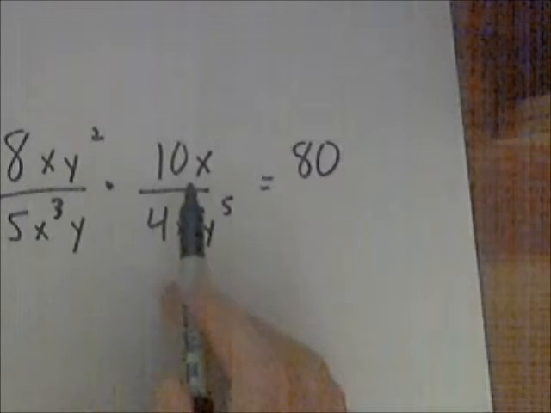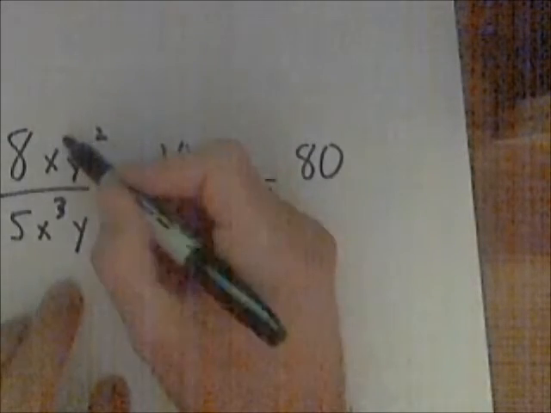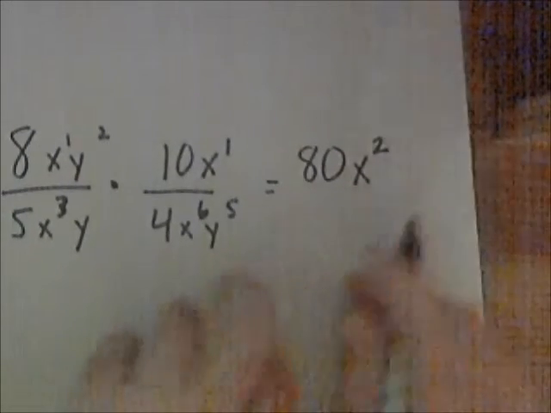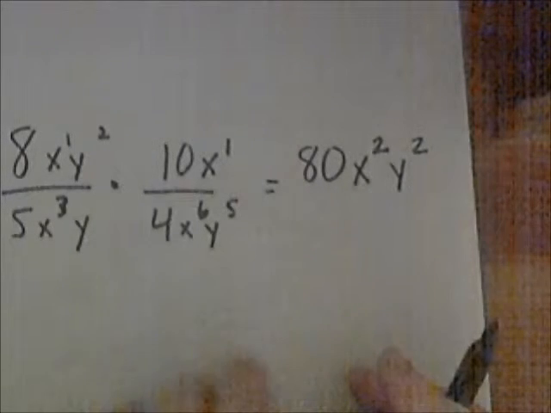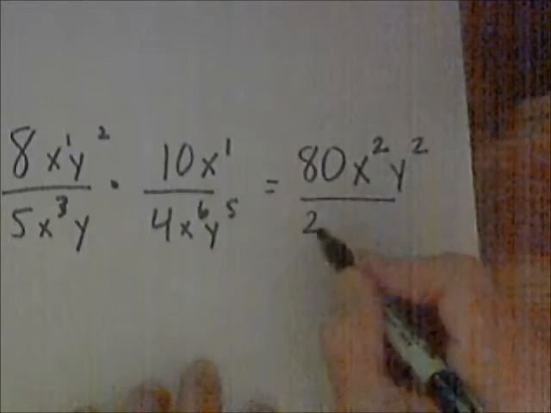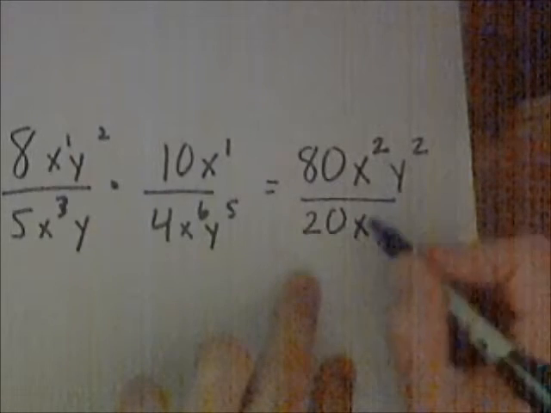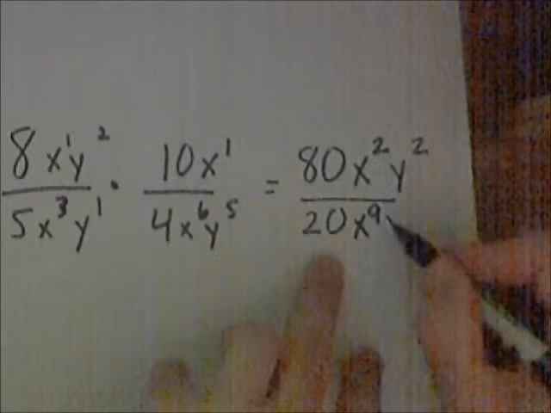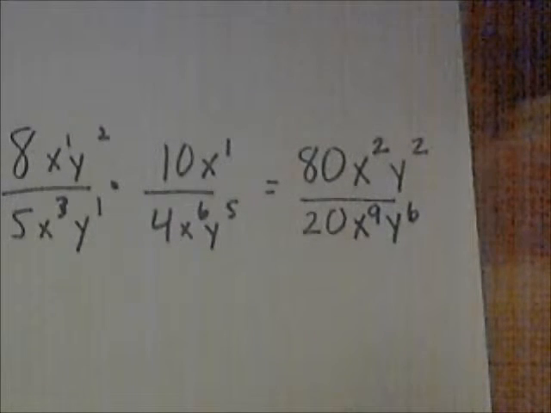With our exponents, we're just going to add, because when you multiply powers, you add exponents. There's 1 x here, there's 1 x there, for a total of 2 x's. And we just have the 2 y's on the left. Then the same thing on the bottom. 5 times 4 is 20. 3 plus 6, that's 9 x's. And we'll have 6 y's here. Okay, so multiply coefficients, add exponents.